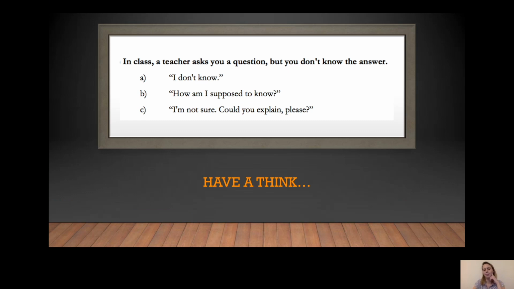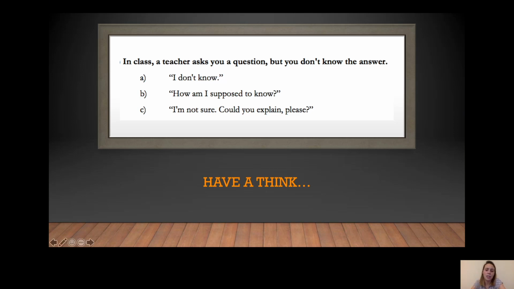Have a think. In class, a teacher asks you a question, but you don't know the answer. What's the most appropriate response? A, B, or C? Read the screen and tell me your response. Well done if you noticed that C is the most appropriate response. We should always talk in a more formal way to teachers or adults, especially in a school setting.